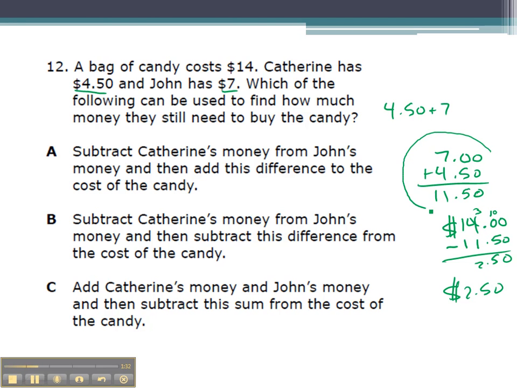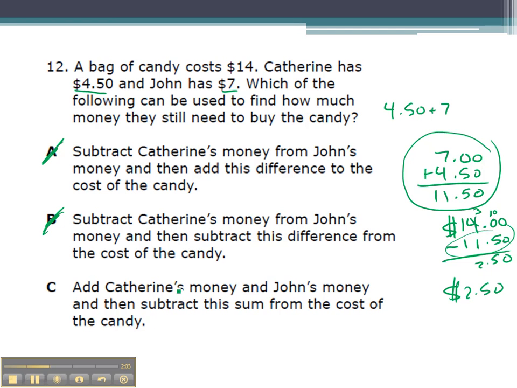So we added up the money they had and subtracted that sum from the cost of the bag of candy. Now let's read these answer choices. Answer choice A says we should subtract Catherine's money from John's money and then add the difference to the cost of the candy. That doesn't make any sense because they're going to put the money together to try to buy the bag of candy. So we wouldn't subtract Catherine's money from John's money. Answer choice B also says subtract Catherine's money from John's money and then subtract this difference from the cost of the candy. That's not right.